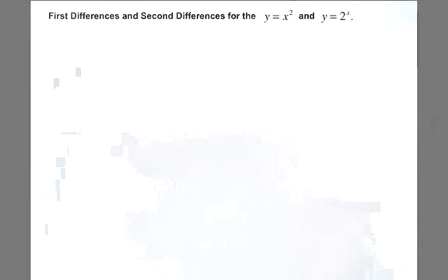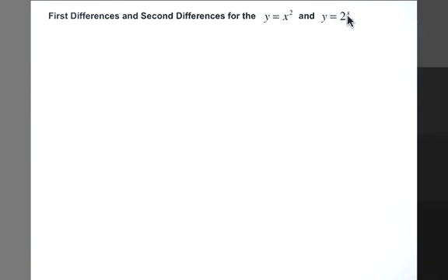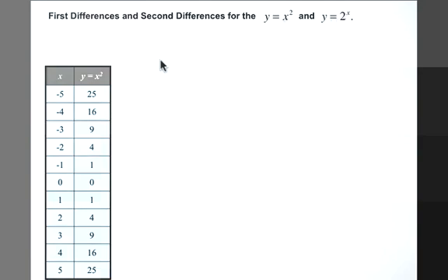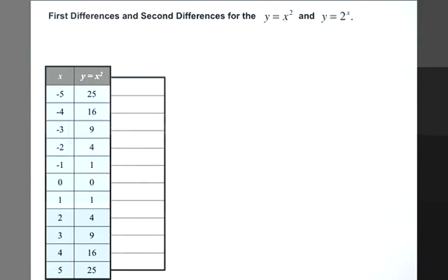We're going to look at the first and second differences for the two functions, y equals x squared, the quadratic function, and y equals 2 to the exponent x, the exponential function. Here's our table of values for y equals x squared. Our x's range from -5 to 5, and they go up by steps of 1. Making sure that that stays a constant is important. Here are our y values. Now we'll calculate the first differences, so the difference between consecutive y values.